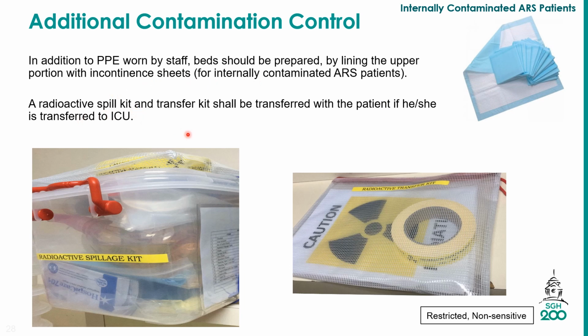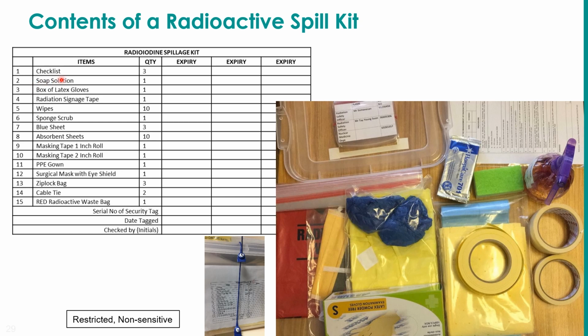The radioactive spill kit is basically a little Tupperware box which contains the usual regular items. This is the checklist: regular liquid soap solution, gloves, signage, the radiation hazard sign, which is not very evident from this photograph, the usual wipes, the sponge, blue absorbing sheets, masking tape of two different thicknesses, PPE gown, surgical mask, Ziploc bags, cable tie, and the radioactive waste bag is seen at the back here.